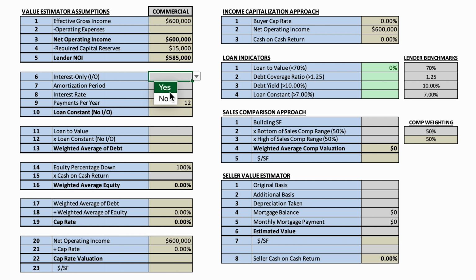And so I'm just going to go in and check. We're not going interest only. In fact, what we're going to do is look at a 25-year amortization. Now, the interest rate that we're going to put in here, this is what's going to help us get to the cap rate in the market.